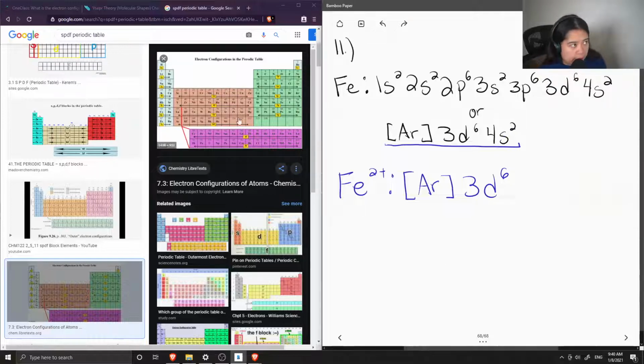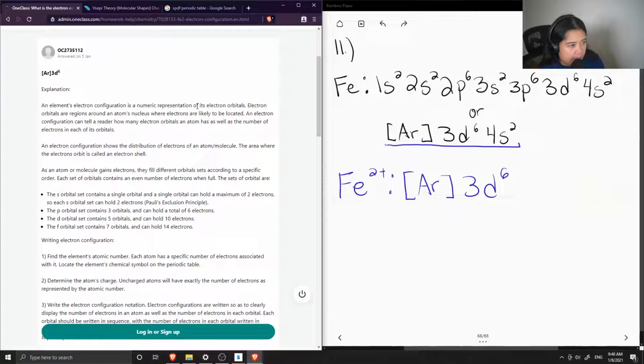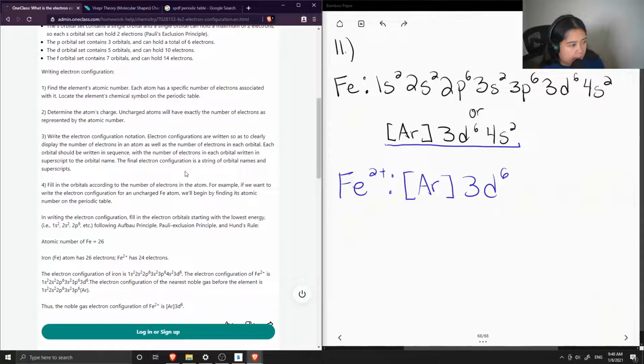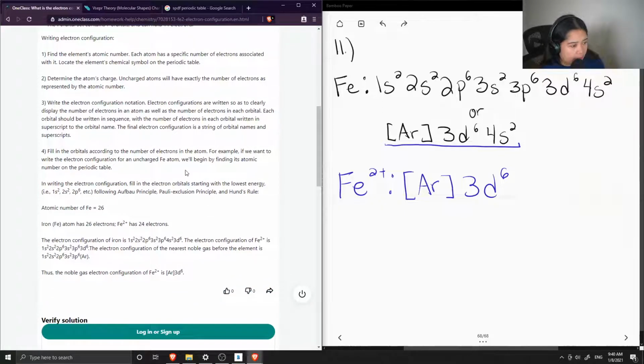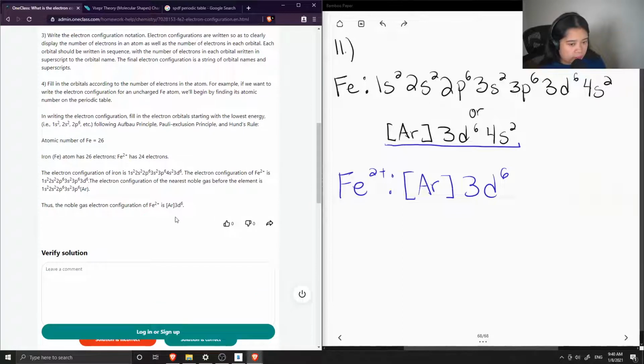So now let's see what the junior tutor said. An element's electron configuration is a numeric representation of its electron orbitals. Okay, so they go on and give their detailed explanation. And you need to follow the Aufbau principle, the Pauli exclusion principle, and Hund's rule. They found the atomic number of iron is 26. Iron atom has 26 electrons, but iron 2+ has 24. And they also got argon 3d6. So this solution is correct.